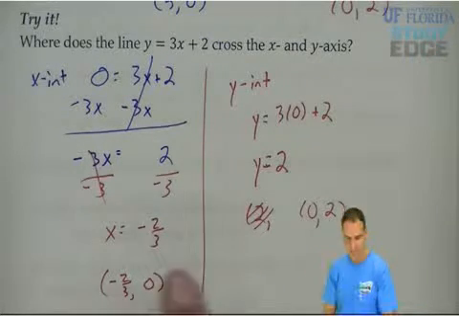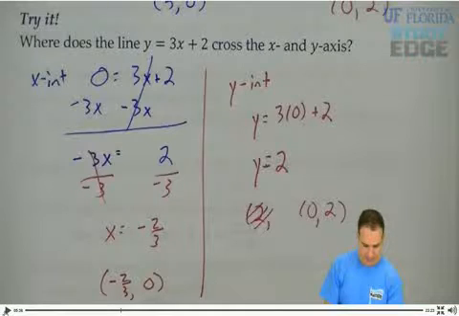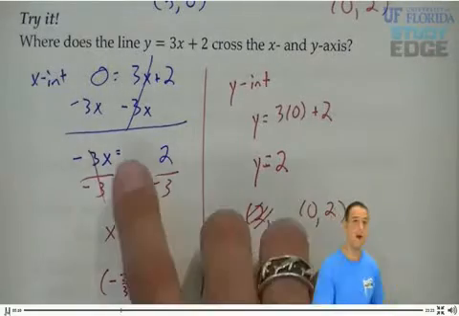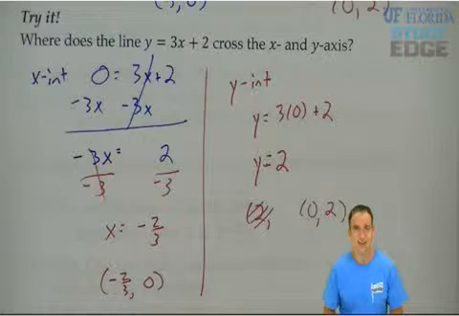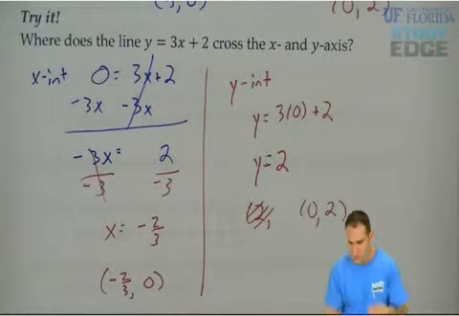Remember, y-intercept, x is 0. X-intercept, y is 0. So that's given, again, an equation. So far, we've seen a graph, where you just see where it hits, and an equation. X-intercept, y is 0. Y-intercept, x is 0.